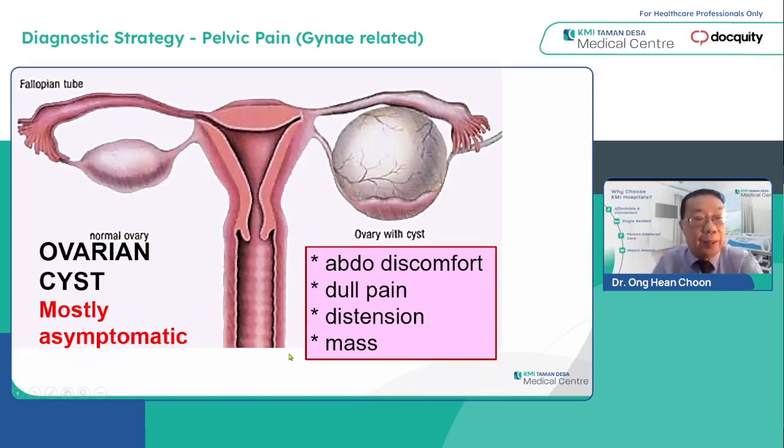By my experience, most of the patients feel that actually they're growing obese. So when they feel that their lower abdomen is getting bigger, they think they're putting on weight, but actually there is a mass there because the mass is usually quite soft and not that simple to feel.